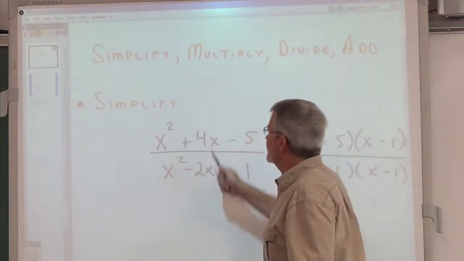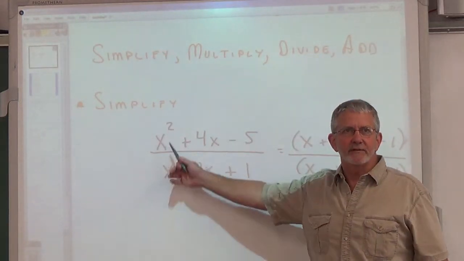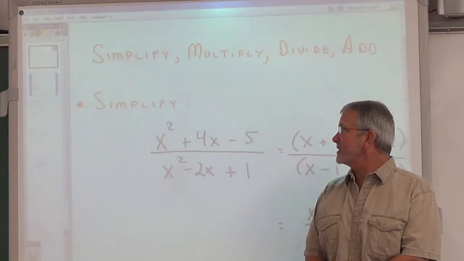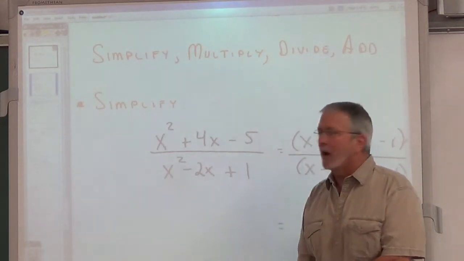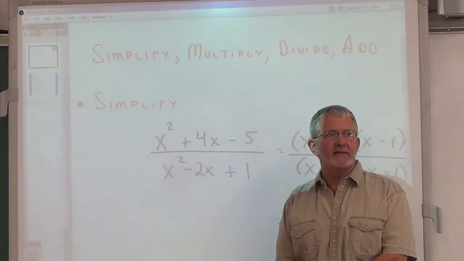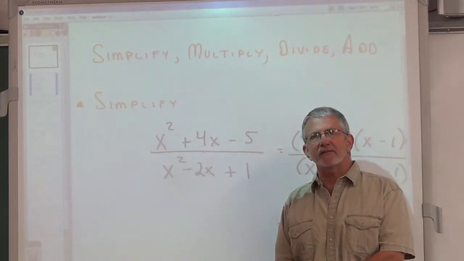So here's one right here. Let's simplify this guy. I have x squared plus 4x minus 5 divided by x squared minus 2x plus 1. We're going to see if that thing simplifies, see if it's an improper fraction, see if there are like factors on top and bottom.